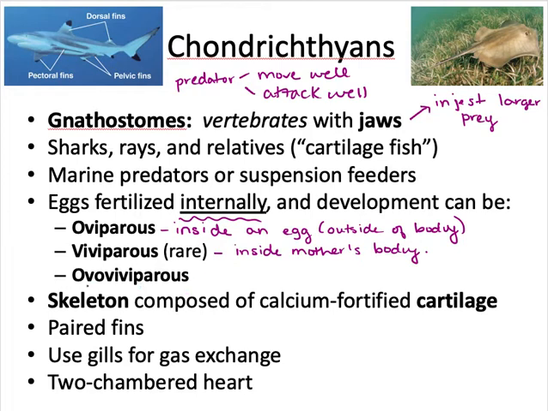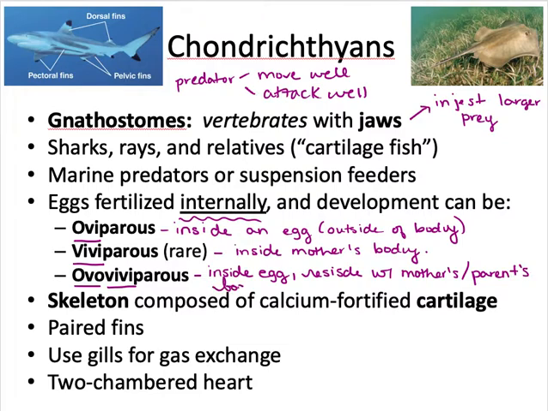Another mode of development is called ovoviviparous. So if oviparous is inside an egg, viviparous is inside the mother's body and then there's a live birth, ovoviviparous is sort of a combination of the two above. Ovoviviparous development happens when the embryo develops inside the egg, but that egg resides within the mother's body or another parent. There are certain male species that can carry a developing egg after it's been fertilized.